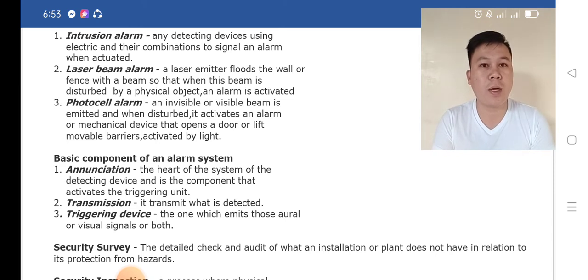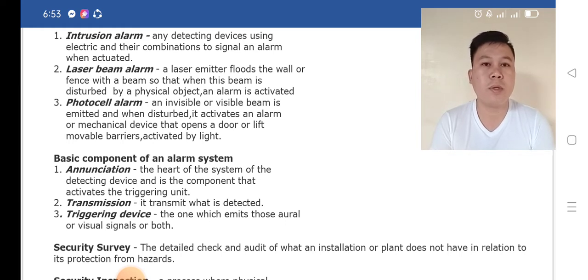We also have basic components of an alarm system. So number one is annunciation. So it's the heart of the system, the detecting device and is the component that activates the triggering unit. So ibig sabihin, the heart of the system, kung saan ito yung dito nagsisimula kung paano nata-trigger yung unit.